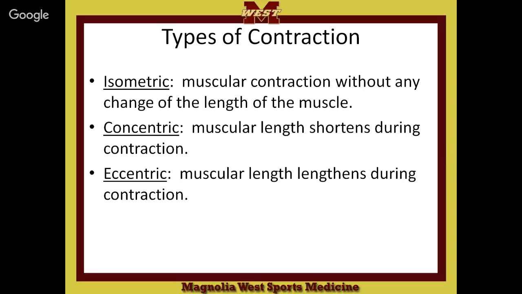We are doing a contraction without any change of the length of the muscle. The way we get change in length of the muscle is it either gets shorter, my biceps getting shorter, or if I put heavy weight in here, and it's not heavy weight, so it either gets shorter or I put twice as much weight and I try and keep it from going down.